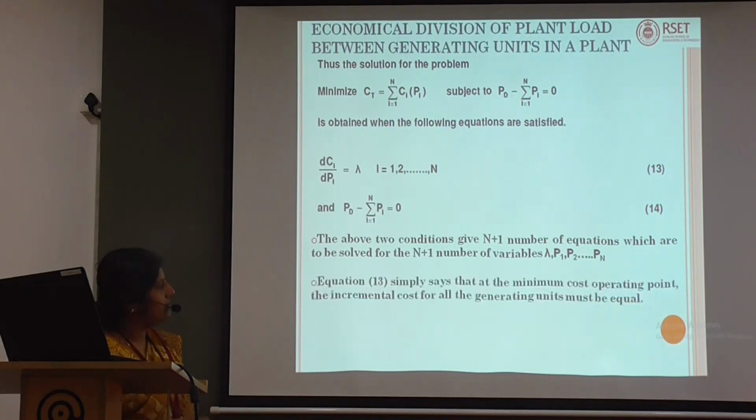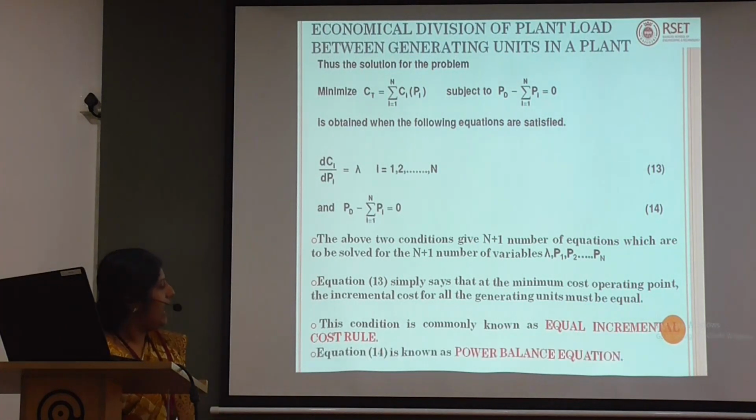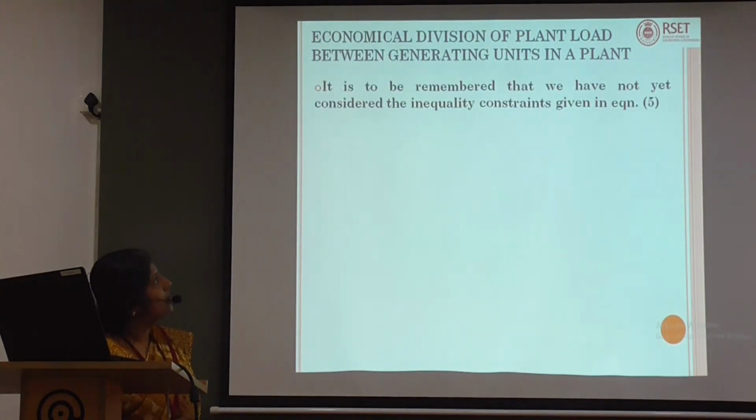From this we can say that the main criterion to be followed is equal lambda, that is, equal incremental cost. This rule is called the equal incremental cost rule, and this equation is called the power balance equation. This is what has to be maintained. But one thing we have not considered is the inequality constraint. We have considered only the equality constraint.